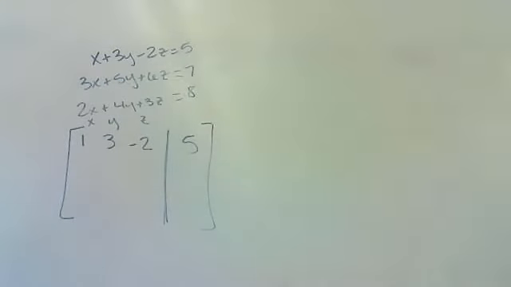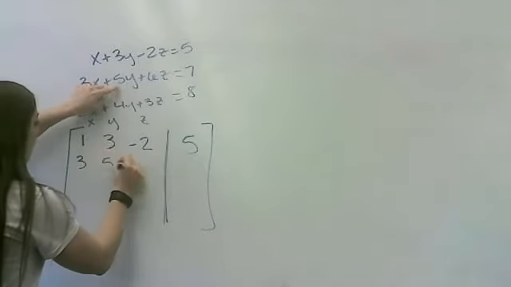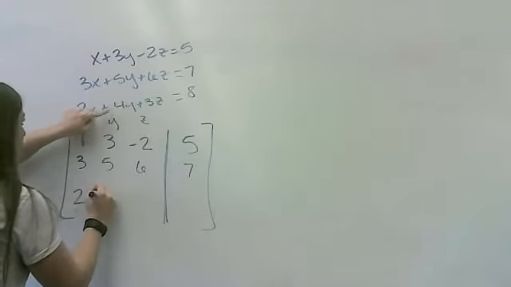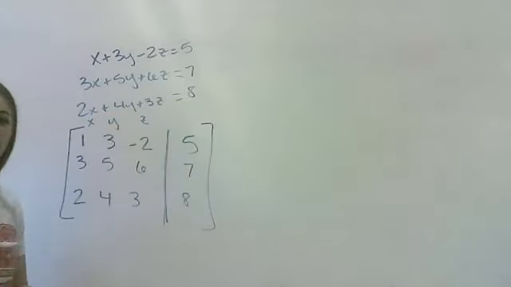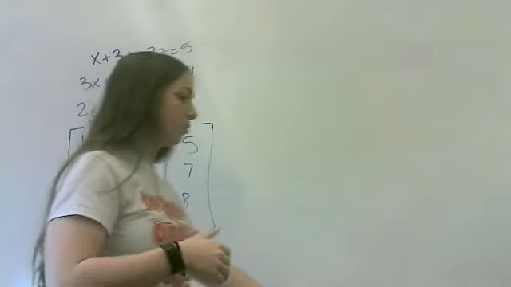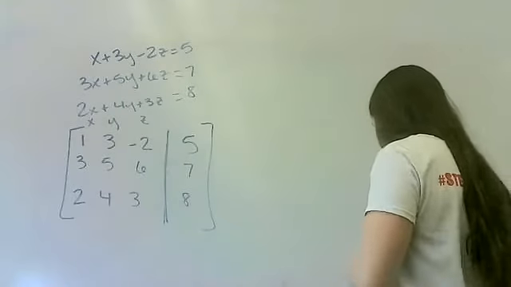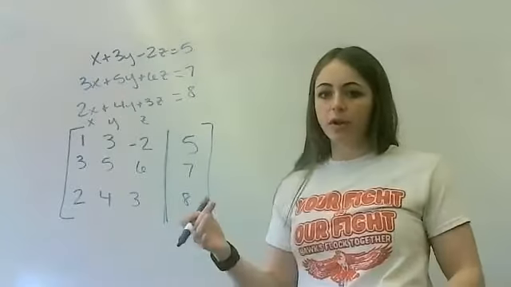Then if we keep going through the rest of these equations, taking those coefficients, I have the next one as 3, 5, 6, and 7, and then 2, 4, 3, and 8. Again, you're just taking all of those coefficients out and writing them within this matrix. Let's see if that marker works. Good.